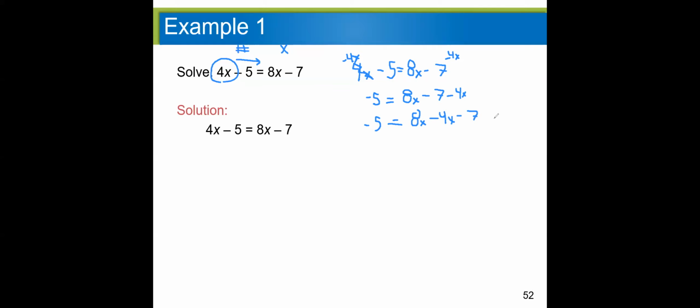All my negatives are still correctly in place. So now that I have my x terms together, I can do the math solely around those. 8 minus 4 is 4. So minus 5 equals 4x minus 7. Fantastic. I have all my x's on the right. Now I just need all my numbers on the left, right?